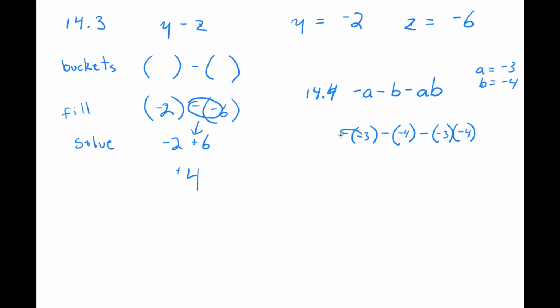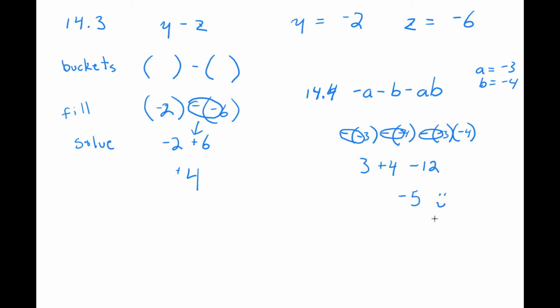So now we see we have a pair here. So that's going to be a positive 3. We have a pair here. That's going to be a positive 4. We have a pair here. So that's going to be a positive 3 times a negative 4. So it's going to be a negative 12. Right? So 3 plus 4 is 7 minus 12. That's negative 5. And that's correct.